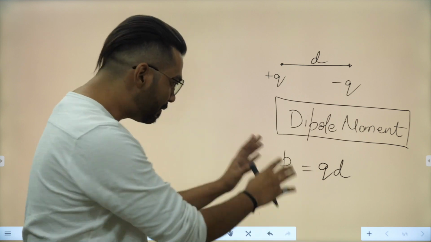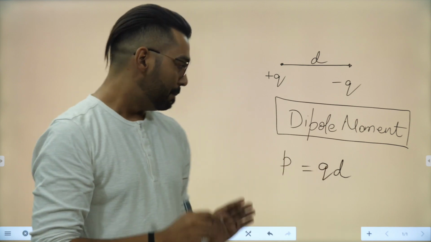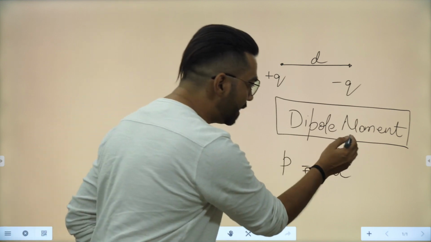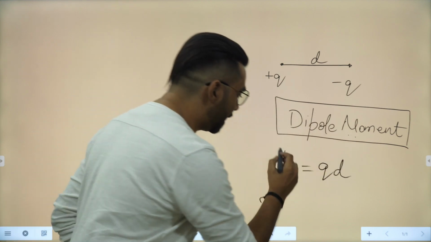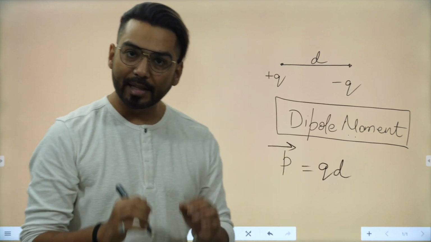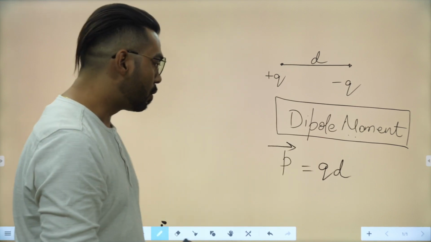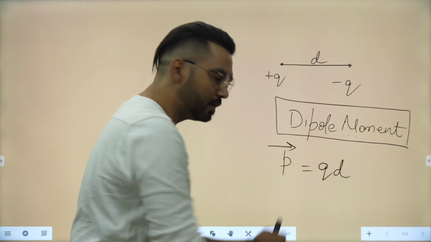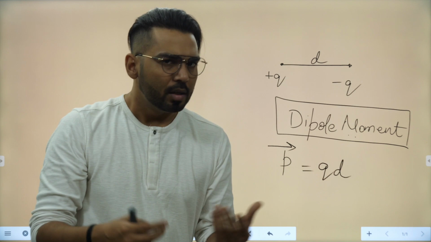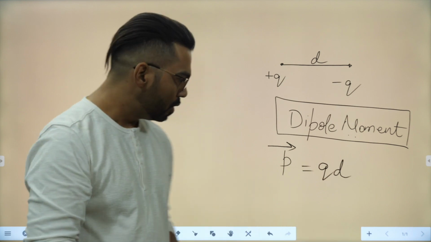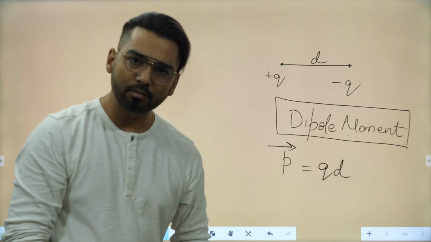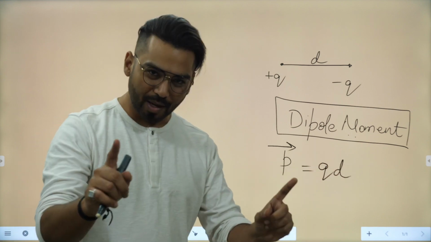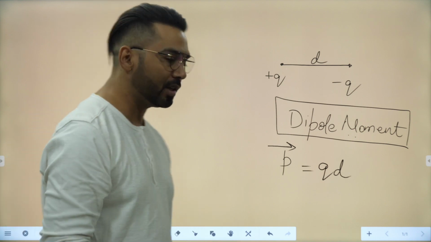However, this formula is not yet complete, because this dipole moment is actually a vector quantity. Now you will say, sir, charge and distance seemingly are scalar quantities, so where is the direction? You have just written magnitudes. So guys, don't worry. Let me show you what the direction is going to be.